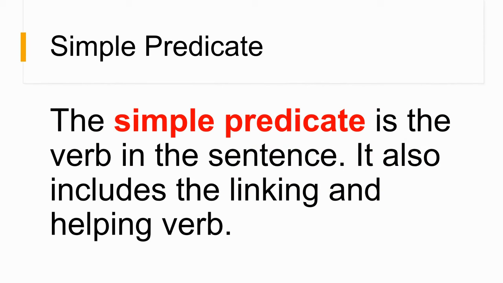Now let's look at the simple predicate. The simple predicate is the verb in the sentence. It also includes the linking and the helping verb. So we're looking for the verb in the sentence. And if we see a linking or a helping verb along with the verb, we have to put them together. Alright? So let's have a look at an example.